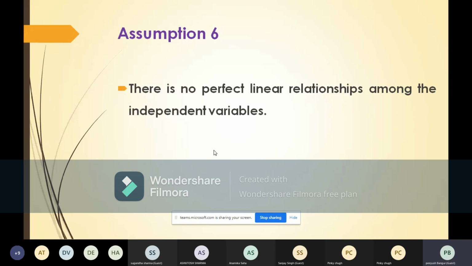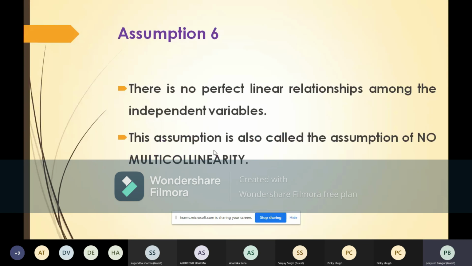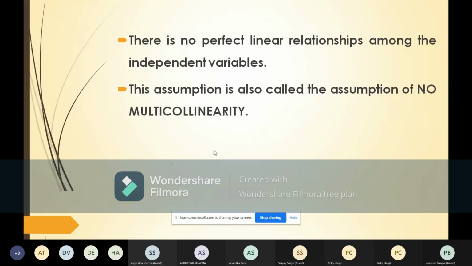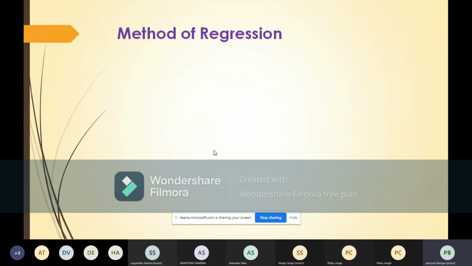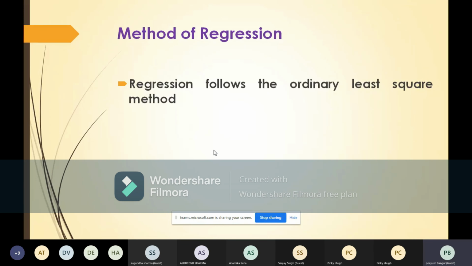When it comes to multiple regression, we have to test this assumption also. We have to prove in our research paper that my independent variables do not have multicollinearity. So these are all testable. These last 3 to 4 are testable, while the first 2 are not testable. They will be assumed by the reviewer or editor that you have proved all these assumptions. Now, the methods of the regression.